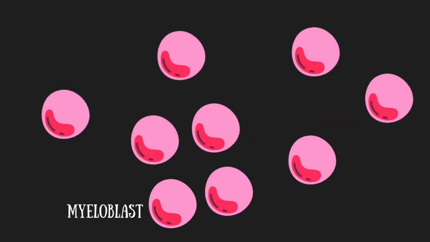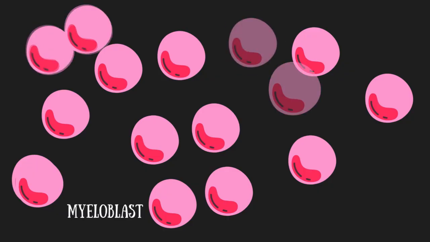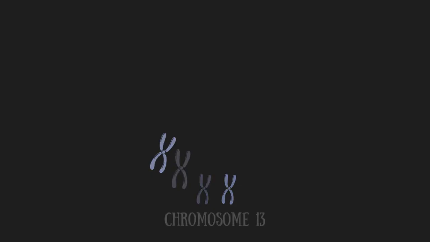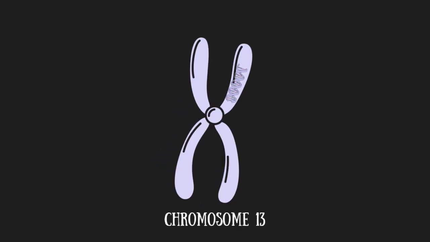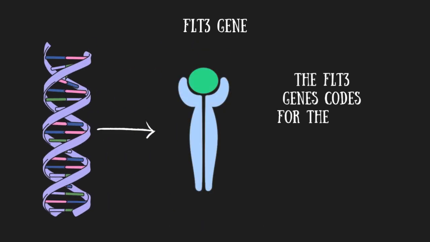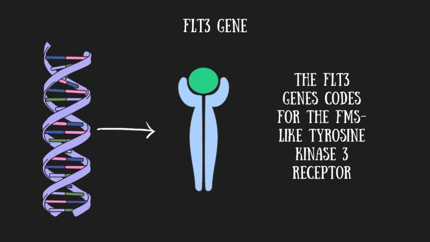However, in AML, the differentiation to promyelocytes is blocked. In this way, as myeloblasts cannot differentiate into granulocytes, they accumulate in the bone marrow. But why? If we dive inside chromosome 13, we will find the most common gene associated with AML, the FLT3 gene. The FLT3 gene codes for the FMS-like tyrosine kinase 3 receptor.